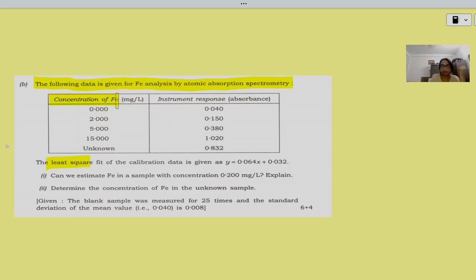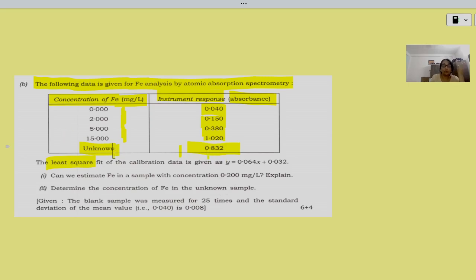Concentration of Fe in milligrams per liter. There are different concentrations and one concentration of the unknown. We will find this unknown concentration with the help of the least square method. Now instrument response: what is the absorbance? How much light or photons are absorbed by this concentration of iron. All this data is given, and absorption of the rays by the unknown compound is also given, 0.832.